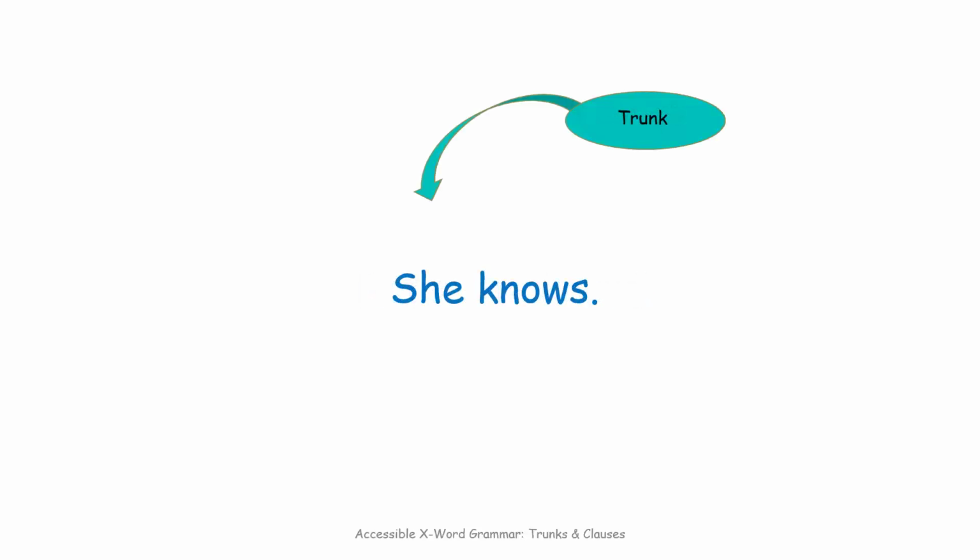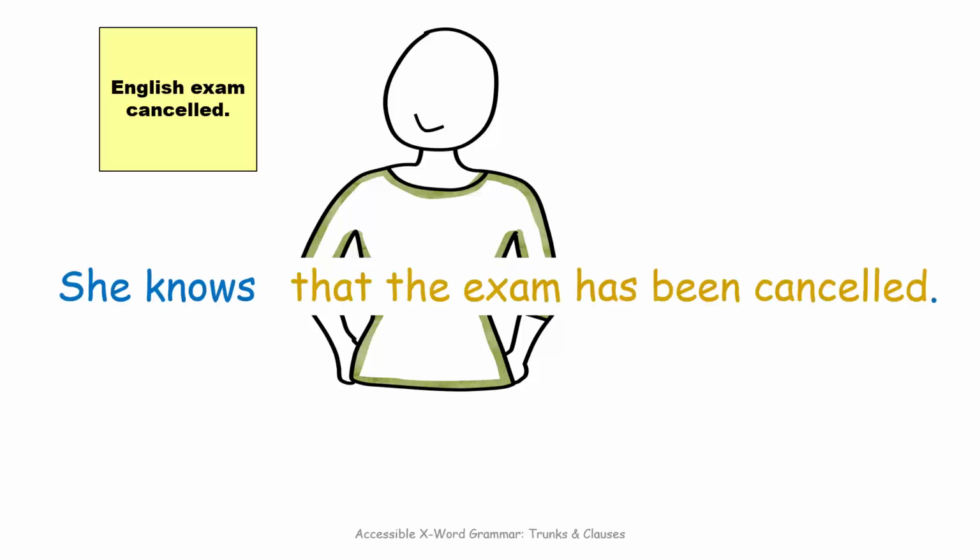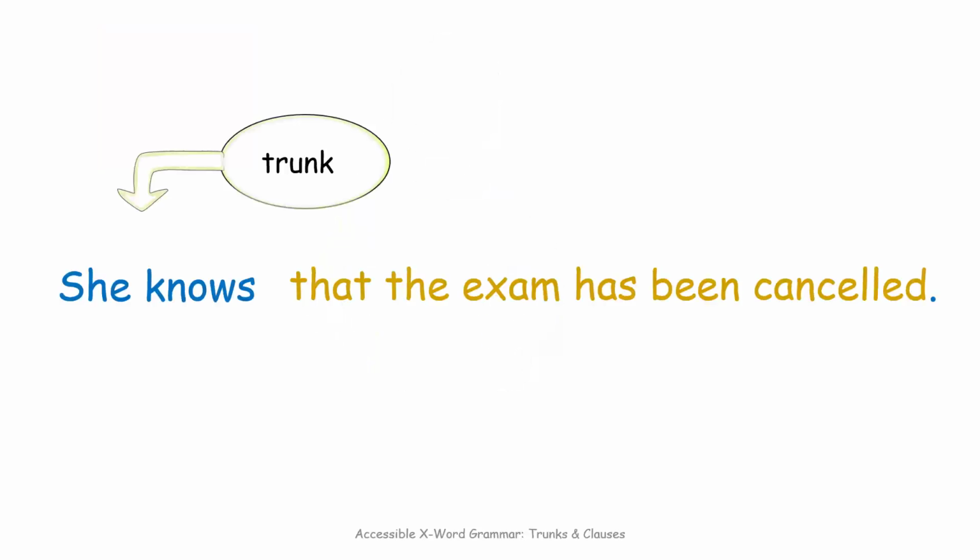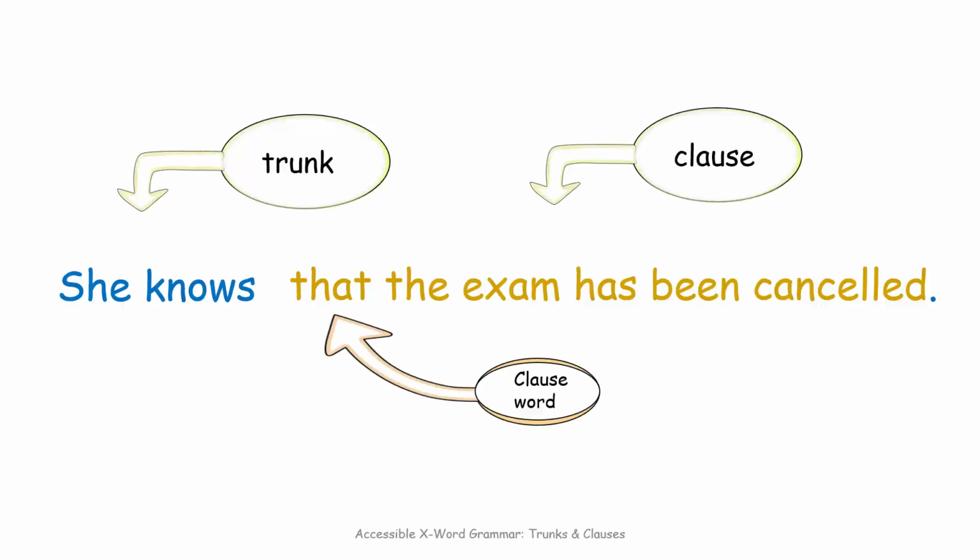She knows is a trunk, but you want more information. We need a completer clause. She knows that the exam has been canceled. The trunk is she knows. The clause word is that, and the whole clause is that the exam has been canceled.